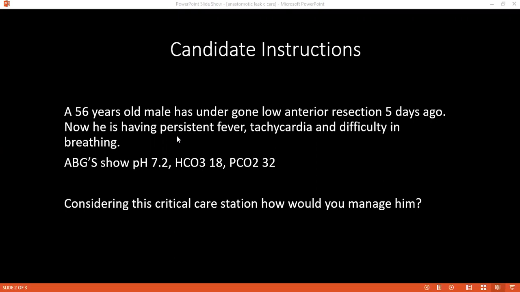For this patient, I would consider anastomotic leakage leading to peritonitis or sepsis, and I will also consider acute kidney injury, hypovolemic shock due to the loss of blood.